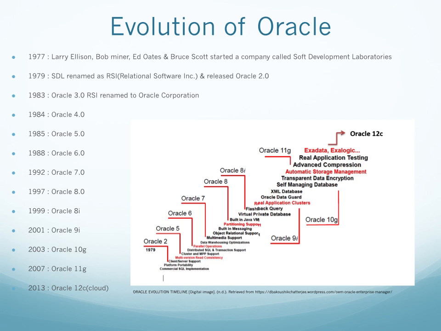Now we come to the evolution of Oracle. In 1977, four members, Larry, Ellison, Bob, and Ed, started a company called SDL, Software Development Laboratories, which was later renamed to Oracle Corporation in 1983. Over the years, Oracle has developed largely, incorporating many features. In 2007, Oracle 11g was launched, which is very stable and widely used throughout the world. In 2013, Oracle 12c was launched, introducing cloud computing features.